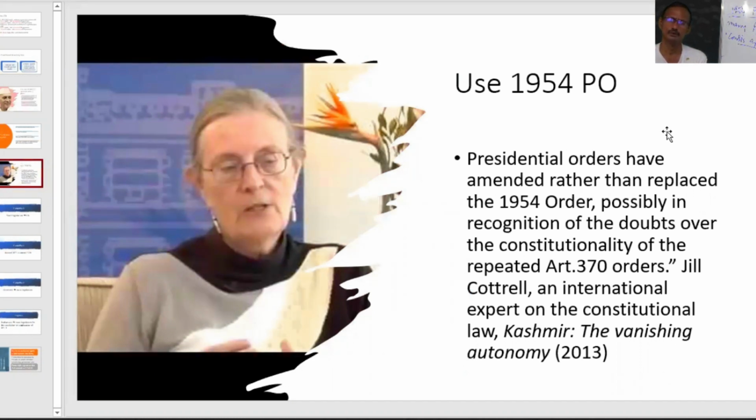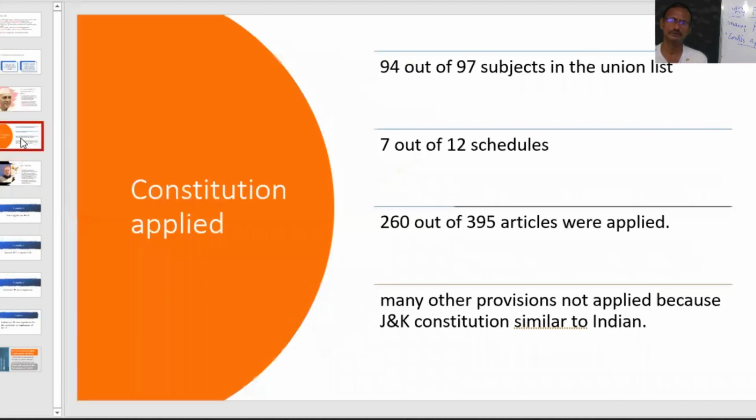Because so much of the Indian Constitution was applied through amendments to the 1954 order, finally so many provisions applied. Out of 97 subjects in the Union List, 94 applied to Jammu and Kashmir. Out of 12 schedules, 7. Out of 395 articles, 260 applied.